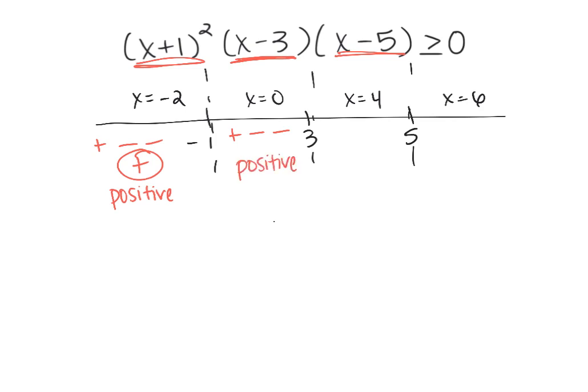Let's plug in 4. 4 plus 1 squared is positive. 4 minus 3 is positive, but 4 minus 5 is negative. Whenever you have an odd number of negatives multiplied together, you'll have a negative result. Even negatives will cancel each other out, but if you have an odd negative, you'll have 1 left over.